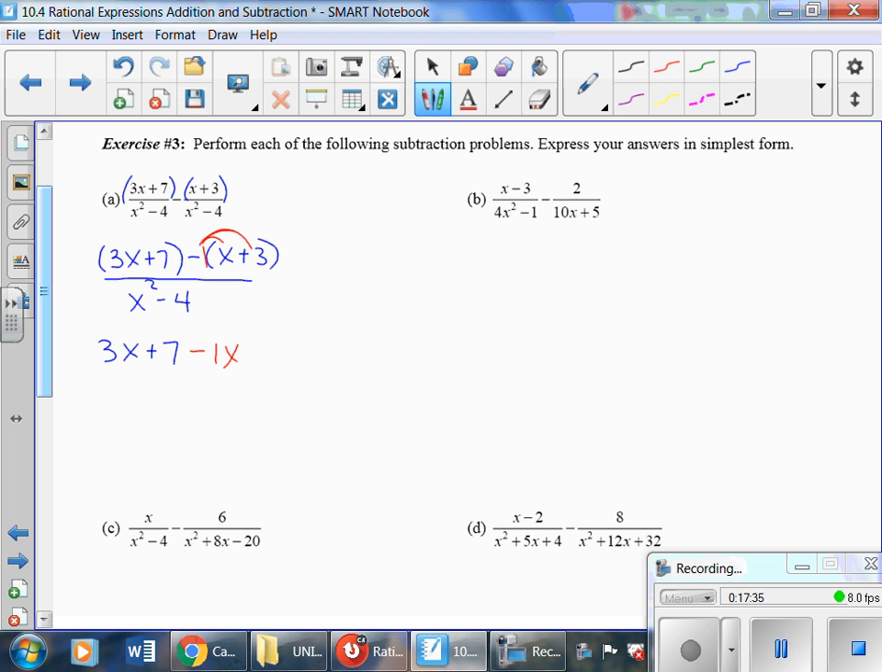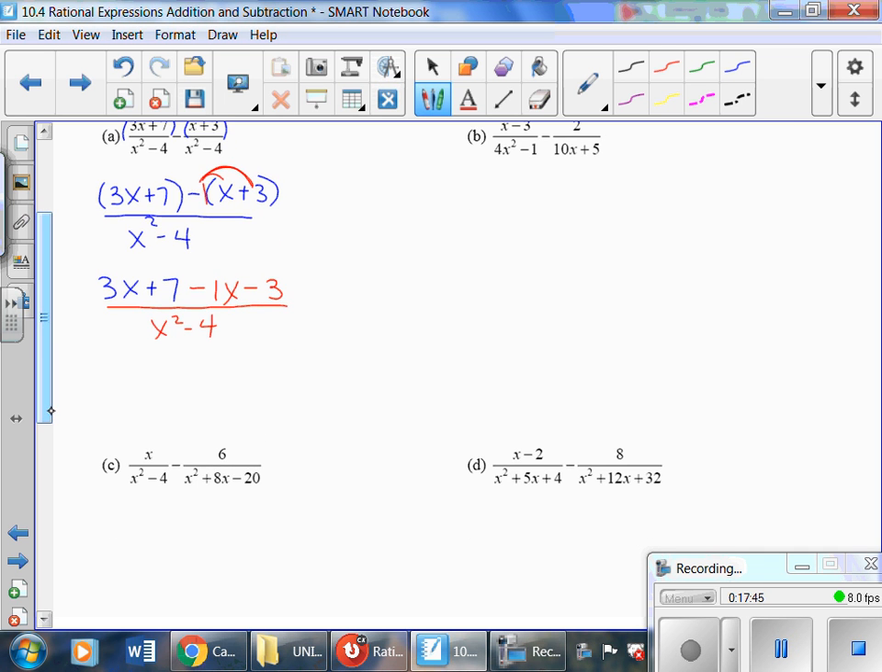And a -1 times a positive 3 is a -3, all over x squared minus 4. And now we're going to simplify that. So we have 3x minus 1x. 3x minus 1x is 2x. And we have positive 7 minus 3, which is plus 4, all over.